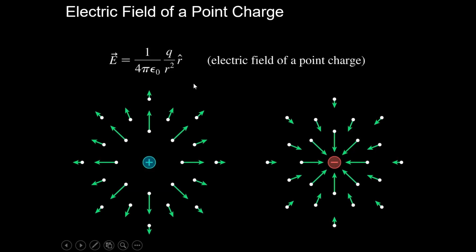So it points radially away, either 2 or 3 dimensionally. And the other part is that it's a 1/r² dependence. So the further out you go, the smaller the strength of the electric field is. So this is one way of visualizing it, a helpful way of visualizing it.